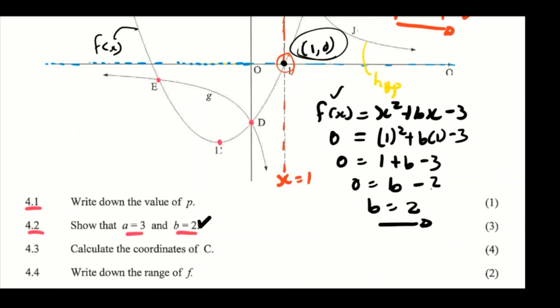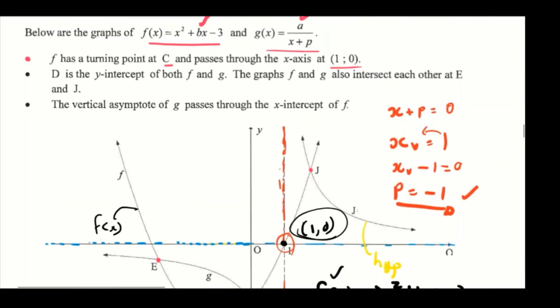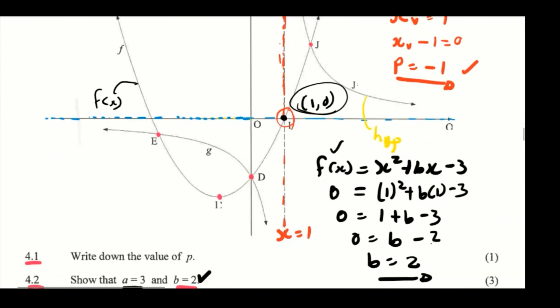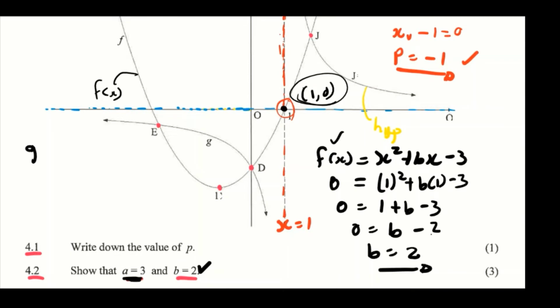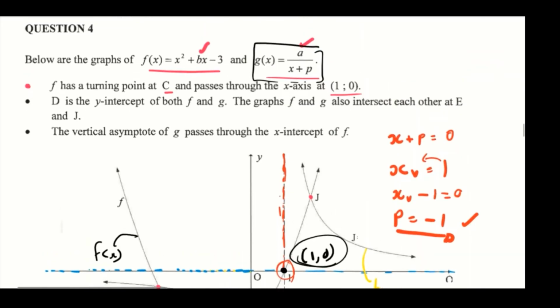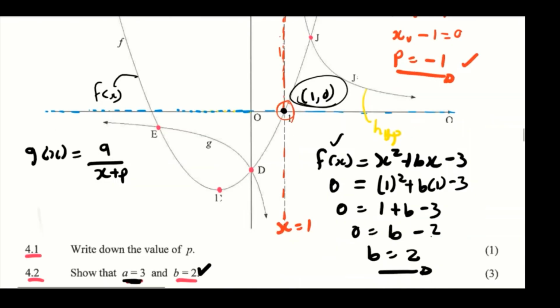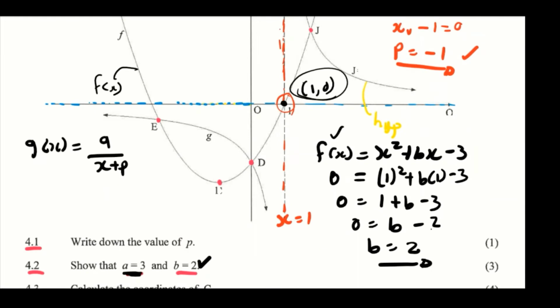So now we have to prove that a is equals to 3. So for us to do that, we have our equation of g here, right, which is g of x is equals to a value over x plus p. So it's a value over x plus p. Remember we said p is equals to minus 1.